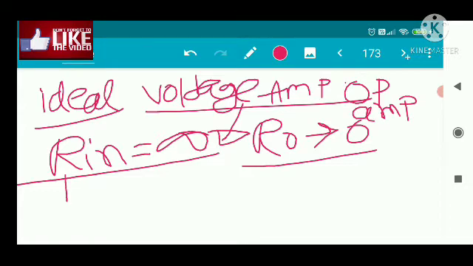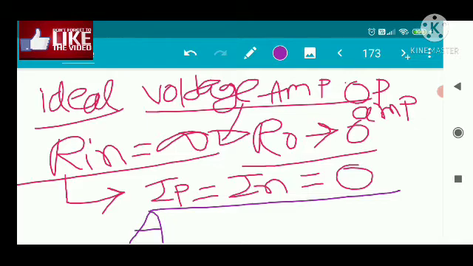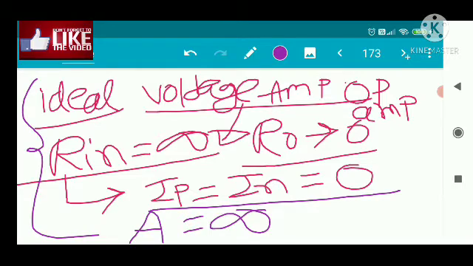Also, the input current drawn by the op-amp is 0. That means in the op-amp there is an inverting and a non-inverting terminal, and the current drawn by both terminals in the ideal case is 0. And the gain of the ideal op-amp is infinite. So these are the ideal op-amp characteristics that we have discussed, and you must remember these characteristics for easy understanding of the different calculations of the op-amp.